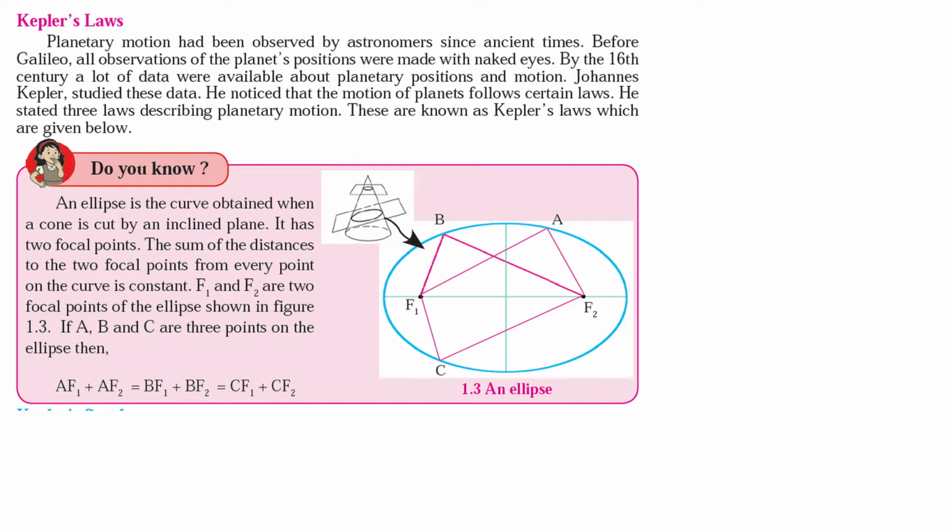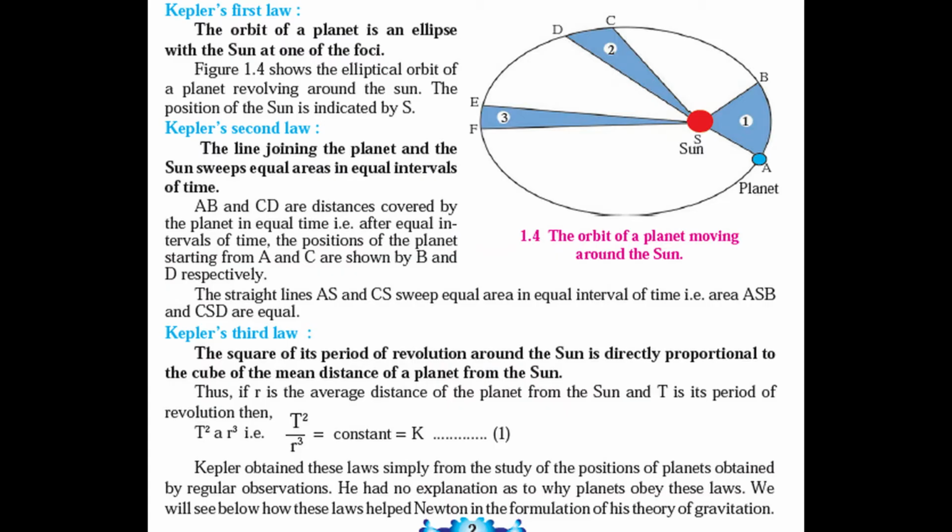If points A, B, and C are the 3 points on the circumference of the ellipse, then there is an equation: AF1 plus AF2 is equal to BF1 plus BF2, and that is equal to CF1 plus CF2, right? So let's move on. Kepler's first law.